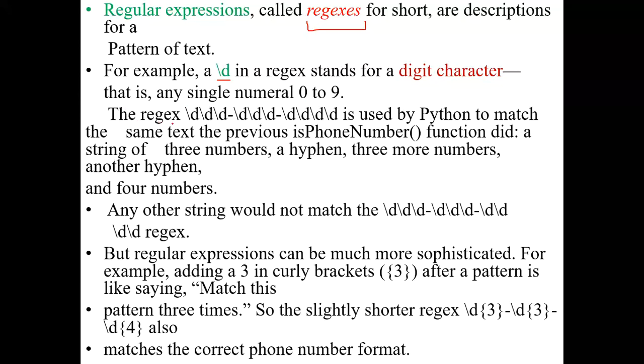Similarly, for the regex program we have studied, a phone number is 3 digits followed by a hyphen, 3 digits followed by another hyphen, and lastly 4 digits. Python uses this pattern to match the same text as the previous isPhoneNumber function. A string of 3 digits, a hyphen, 3 more digits, another hyphen, and lastly 4 numbers. That particular phone number can be matched with this regular expression.